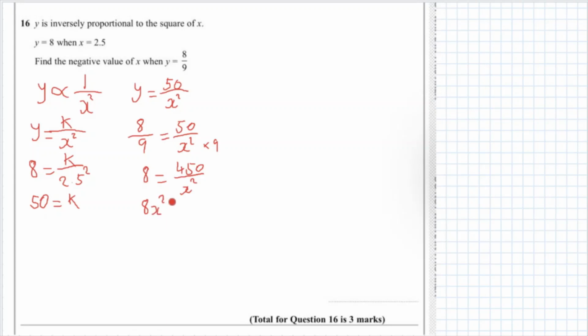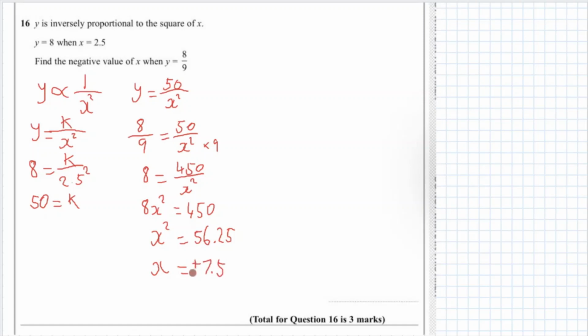Let's times by x squared, get rid of the second fraction. 8x squared equals 450. Let's divide both sides by 8 on your calculator, because it's not very fun to do in your head, although you could use the bus stop method, understandably. That's going to give you that. And then we're going to square root both sides. And remember, when you square root, you're going to get two answers.